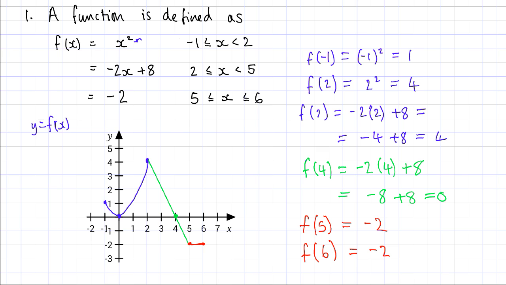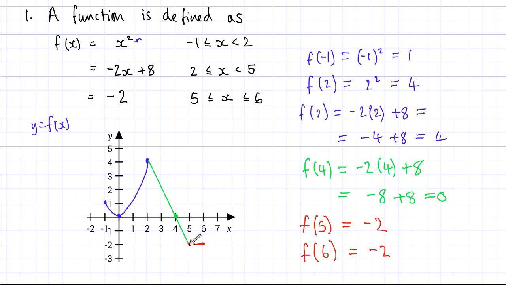So my function between minus 1 and 2 is the graph of x squared, like that. The function between 2 and 5 is minus 2x plus 8. So it's something with negative gradient, and it goes through like that. And the function between 5 and 6 is just minus 2. So between 5 and 6 it's minus 2. Now you can see that the function joins up in all the points.